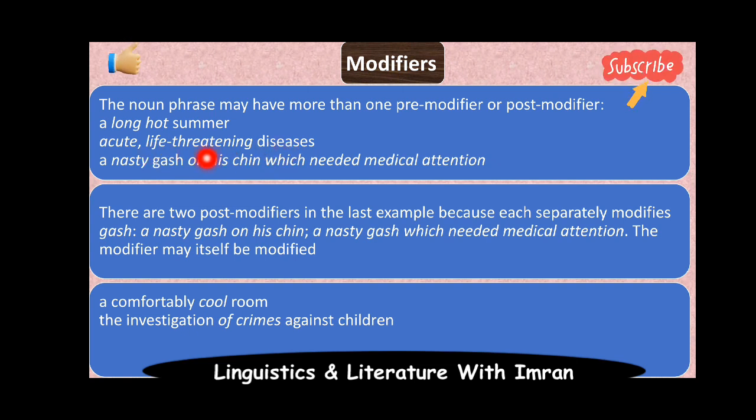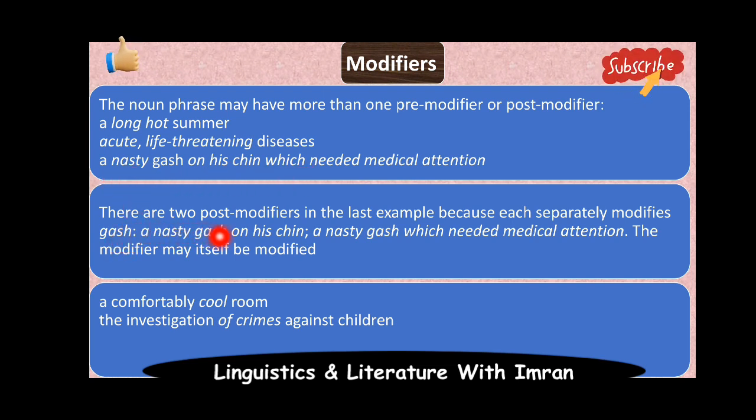So it is a noun phrase. And a nasty gash on his chin which needed medical attention. Here we have more than one post-modifier, right? One is on his chin. That's a post-modifier, modifies what? Gash. And which needed medical attention is also a post-modifier. So we have here two post-modifiers and one pre-modifier, nasty.